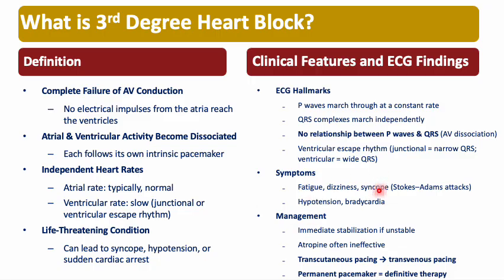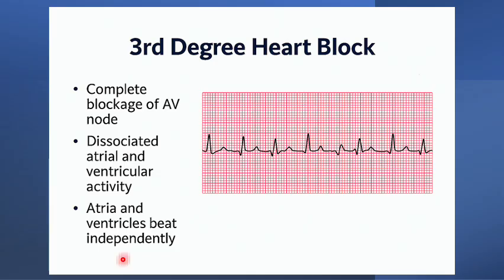Symptoms include fatigue, dizziness, syncope, hypotension, and bradycardia. Management: you need immediate stabilization if they're unstable. Atropine often is ineffective. These people need a transcutaneous pacer until they can get a pacer, but a permanent pacemaker is definitive treatment. And this is what the rhythm strip looks like.